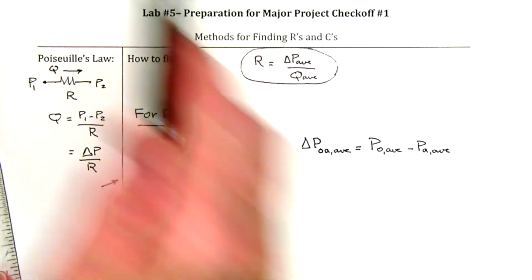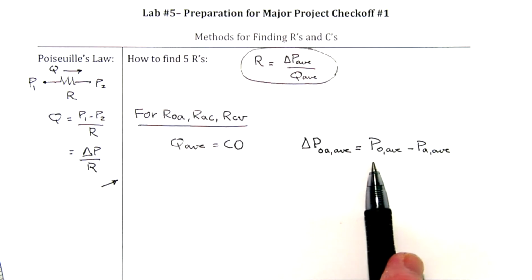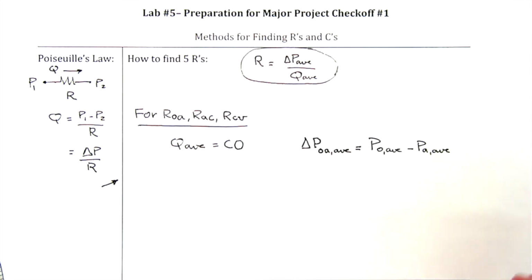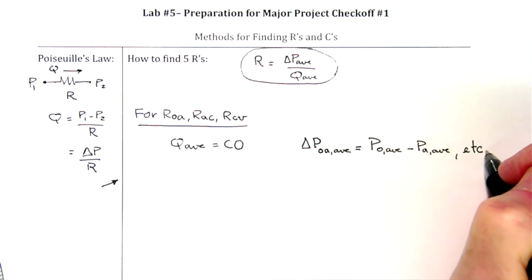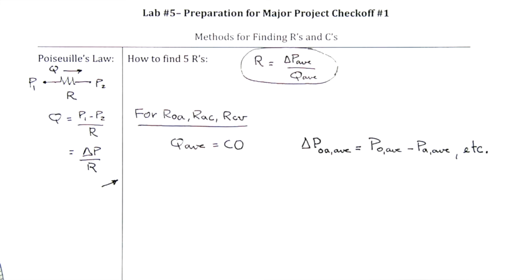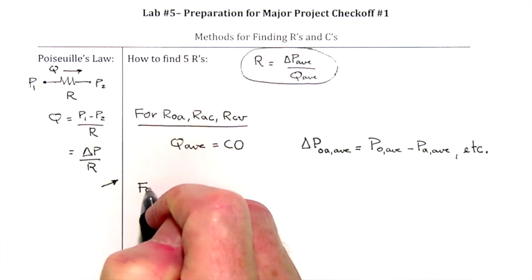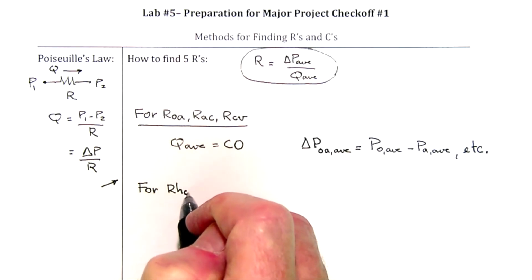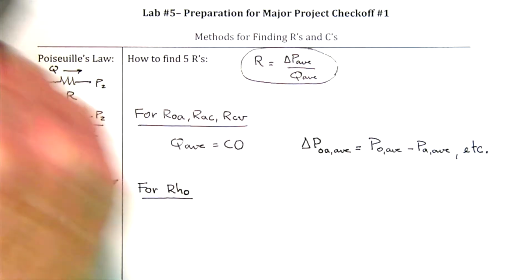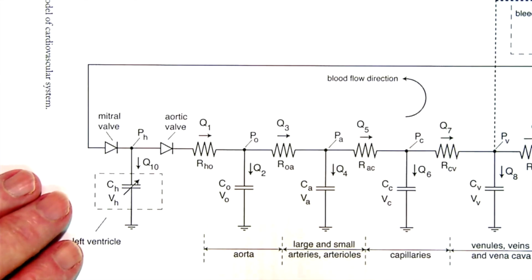Let's go back now to the other resistances. Well, for R sub AC and R sub CV, it follows the same sort of pattern, just change the subscripts. So we won't do that, but you can do that when you calculate these later. So, etcetera there. And that gives us 3 out of the 5 resistances. The other resistances are unique in that they have a valve in that segment. For example, R sub HO is the resistance of the aortic valve.